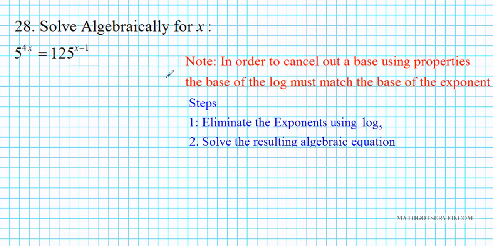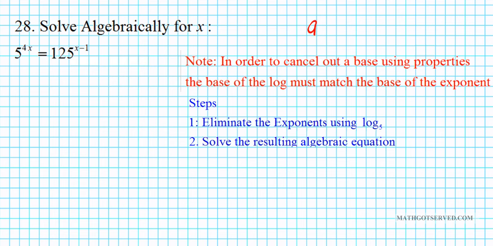minus 1. Now, one thing you want to note is that if you want to cancel out the base of an exponent using the inverse property of exponents, the log that is going to be used for the cancellation must have a base that matches the base of the exponent. Okay, so this is the property I'm talking about here.